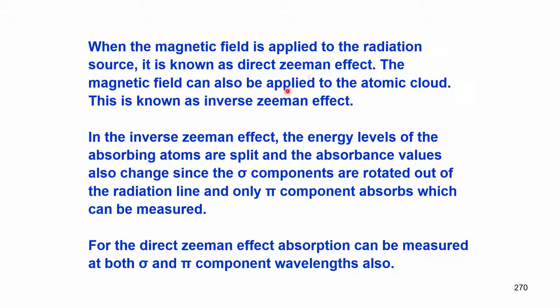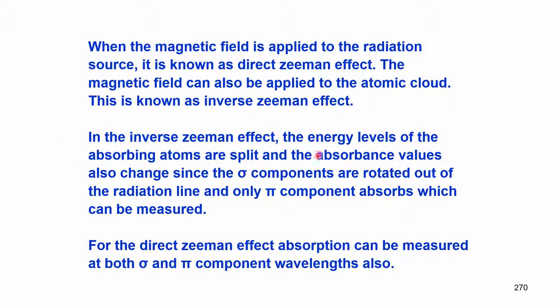The magnetic field can also be applied to the atomic cloud. This we have already seen. This is known as the inverse Zeeman effect. So both these effects have been used in atomic absorption to a large extent, and both are possible. Nowadays, the transverse Zeeman effect is more employed, that is to the hollow cathode lamp itself, or we can do it in the flame also. And even in electrothermal atomic absorption, I want you to remember that the Zeeman effect is used very effectively, because it extends the determination levels to the parts per billion level, ppb.